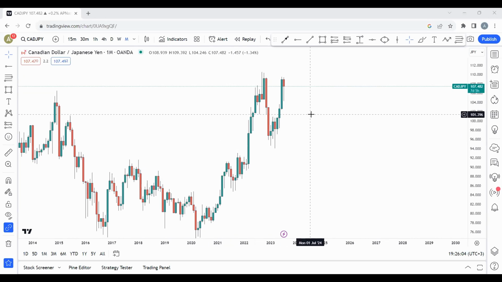Now, when we start from the monthly time frame, previously we talked about CAD trying to make a retracement, which it has made, and now it's trying to reject, right? So that has been observed here.